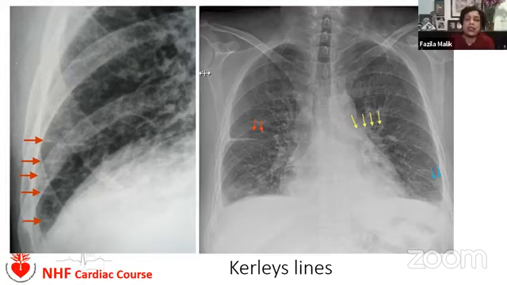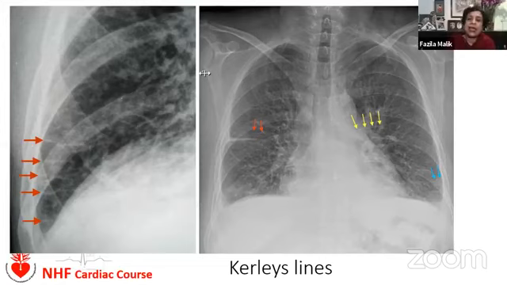So first is the Kerley's B lines, the most common lines. They can occur in any part of the lung, but they are very common in the costophrenic angles of the lung, and they are at 90 degrees to the pleura. And these lines are usually 1 to 2 millimeters in thickness, and they are 1 to 2 centimeters in length. And as you can see, they are mainly located near the costophrenic angle. So these are Kerley's lines, and they indicate interstitial edema.